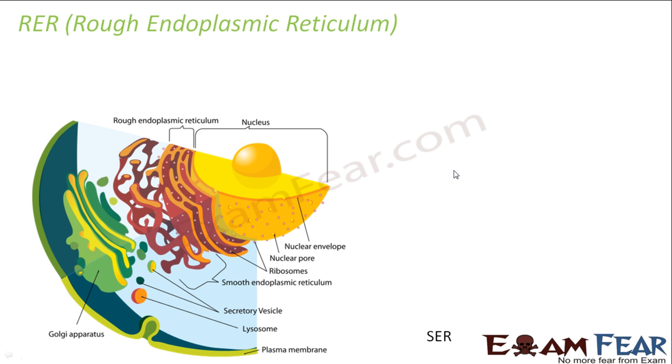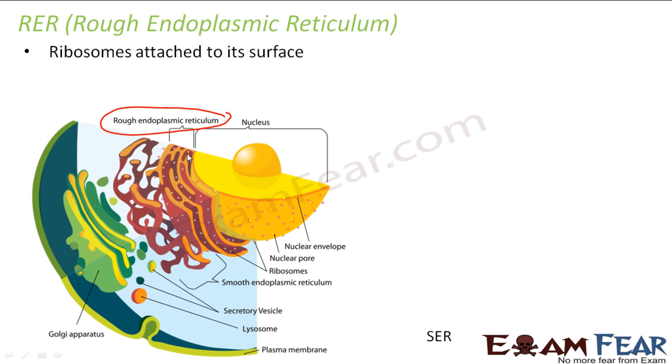Now let us talk about rough endoplasmic reticulum. So here again there is another picture of endoplasmic reticulum. Let us look here, what is a rough endoplasmic reticulum? Now, as I said in the very first slide, the rough endoplasmic reticulum, as the name says, rough. So its surface is not smooth. So over the surface, here you can see this is the rough endoplasmic reticulum.